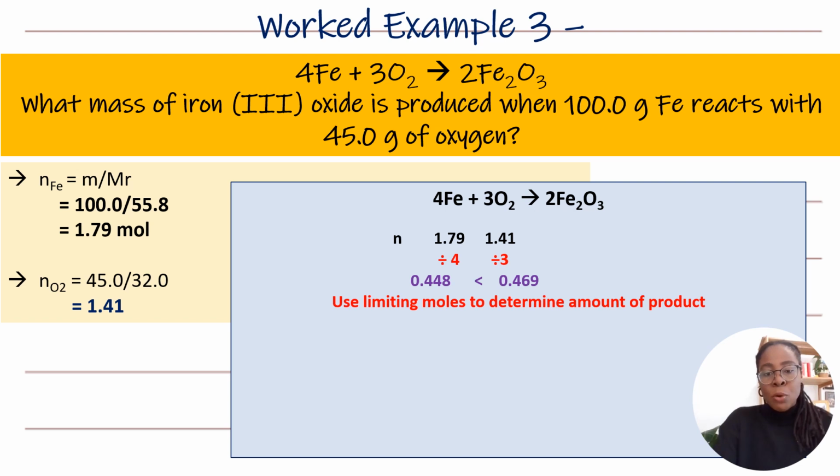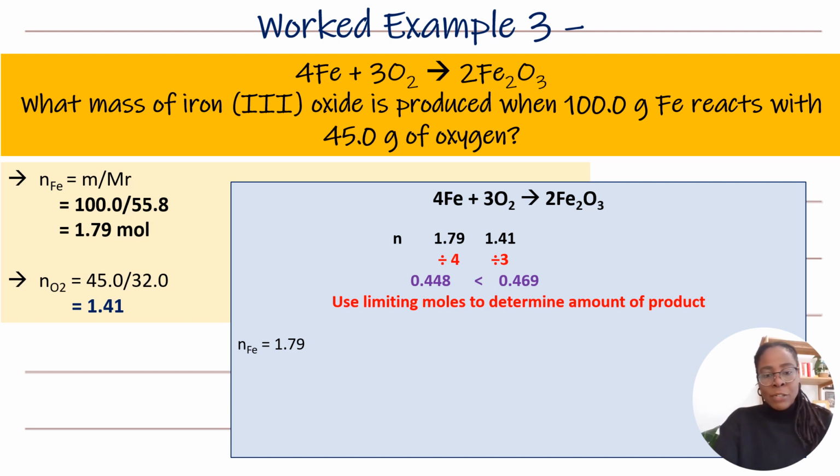So we're going to use the moles of iron to determine how many moles and therefore the mass of iron oxide that we can make. Now, really importantly, these new numbers, the ones in purple that we got by dividing by 3 and by 4, we're never going to use those numbers again. Okay, we're going to use our original moles of iron to determine the moles of iron 3 oxide.